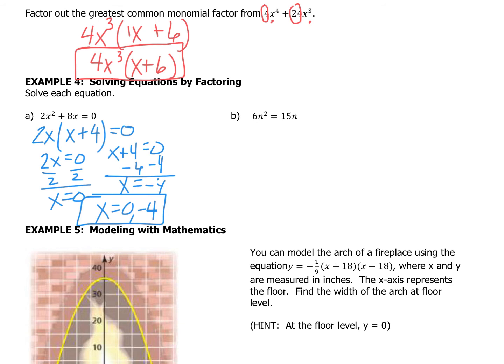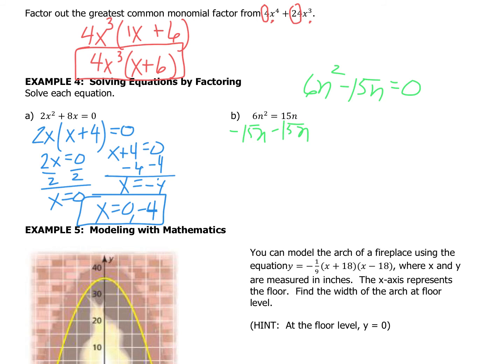Now in the next one, you've got to be careful. We don't have our equation set to 0 yet. So the very first thing I have to do here, before I start thinking of greatest common factors, is turn my equation into an equation with the 0 on one side. Notice the way I did that was I just subtracted 15n from both sides. Once I have the 0 on one side, then I can use my greatest common factor.